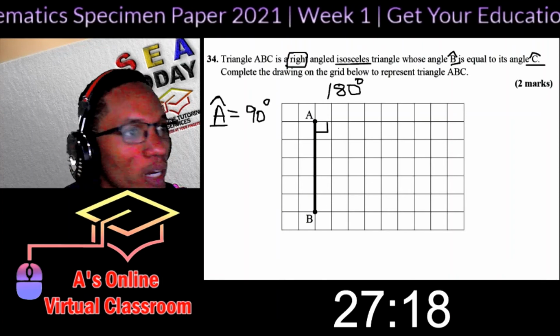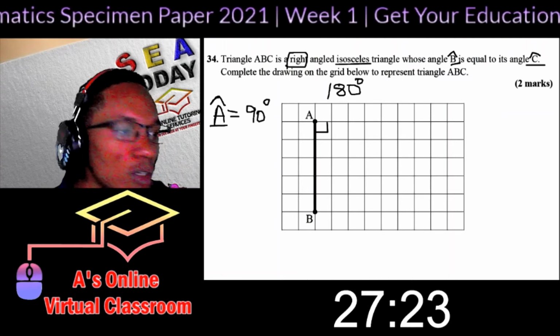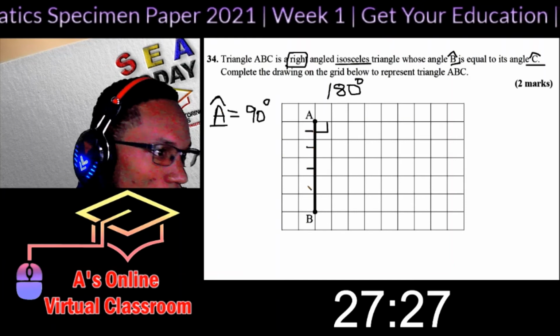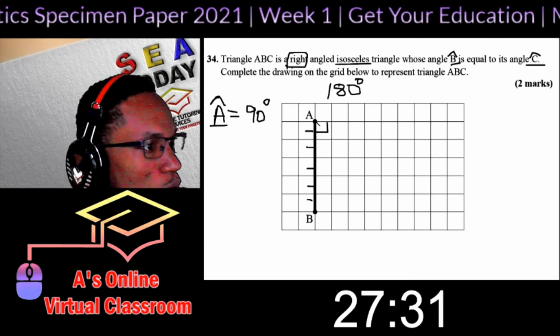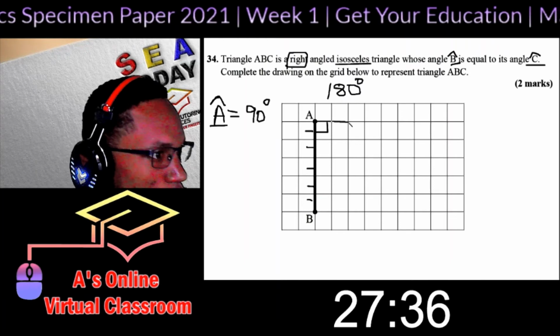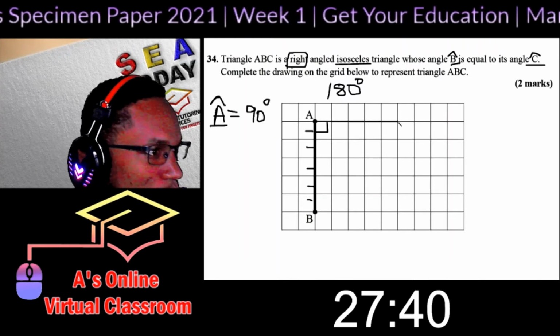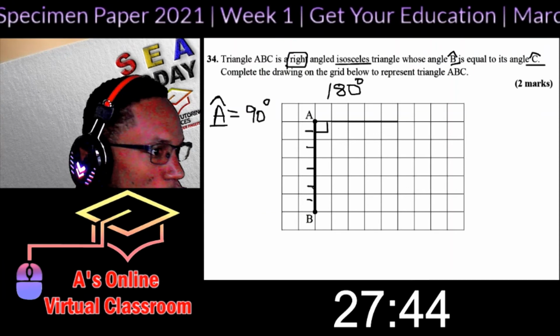Now the thing about the isosceles is that both sides have to be equal. 2 sides have to be equal. So the length of this is 1, 2, 3, 4, 5 blocks. So when we're drawing our triangle to form our right angle, we have to go 1, 2, 3, 4, 5 blocks.